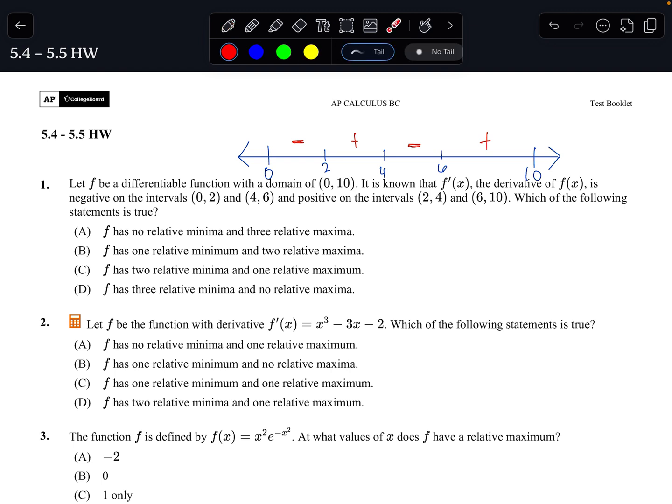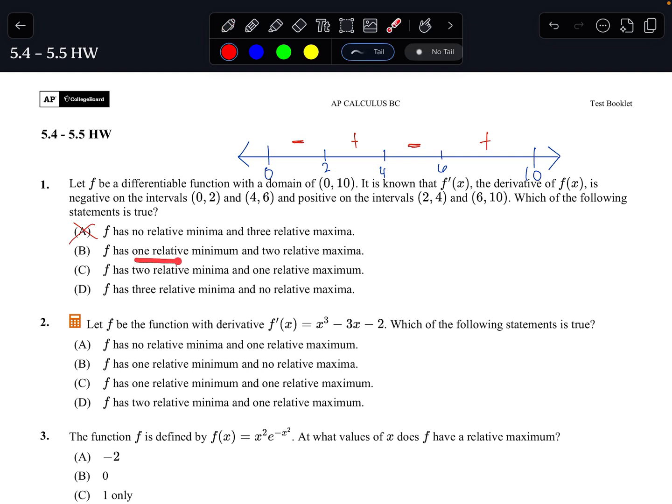Which of the following statements is true? So again, if you're trying to visualize what the graph might look like, I think the graph is decreasing, then it's 0, then it's increasing, then 0, then decreasing, then 0, then increasing. So probably like maybe a W-ish shape. I don't really know specifics, but it says f has no relative minima and 3 relative maxima. No relative minimum. So we have a minimum at x equals 2 because the graph goes from decreasing to increasing, and at 6. So I don't think it's going to be A.